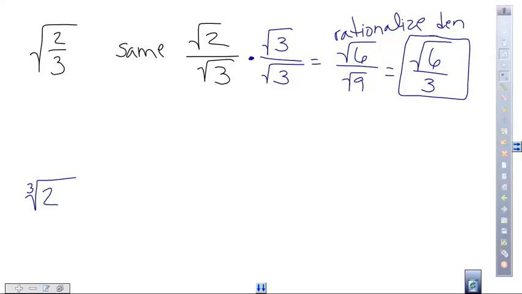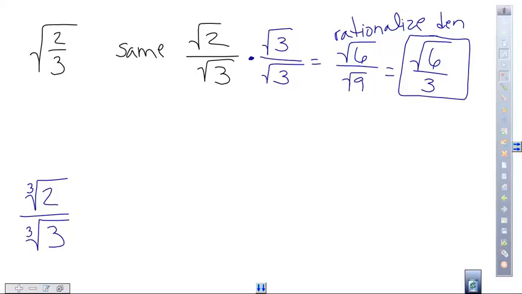So let's say I have the cube root of 2 over the cube root of 3. So same problem, but with a cube root this time. Again, 2/3, that doesn't reduce any. 2 doesn't divide by 3. So I need to rationalize the denominator.